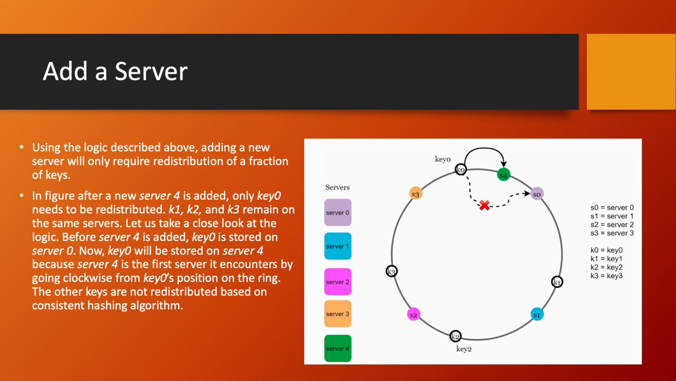Now, adding a server. Using the logic described above, adding a new server will only require redistribution of a fraction of keys. In the figure, after new server 4 is added, only key0 needs to be redistributed. Key1, key2, key3 remain on the same servers. Let us take a closer look at the logic. Before server 4 is added, key0 is stored on server 0. Now key0 will be stored on server 4 because server 4 is the first server it encounters by going in the clockwise direction from the key0 position on the ring. The other keys are not redistributed based on the consistent hashing algorithm.